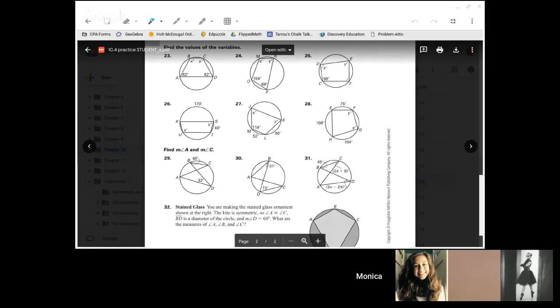Okay, so for 27 and 28, we have a quadrilateral inscribed inside this circle, okay? So what we know about quadrilaterals that are inscribed inside of a circle is that the opposite angles have to be supplementary. And do you remember what supplementary means? Yes. So for 27, your opposite angles here have to equal 180. And then your opposite angles here have to equal 180, right?